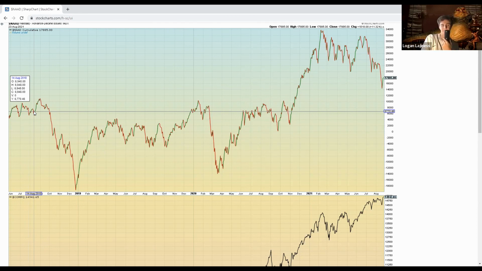I remember that, and I remember that was what caused a lot of the December 2018 decline. It was just the government shutting down.